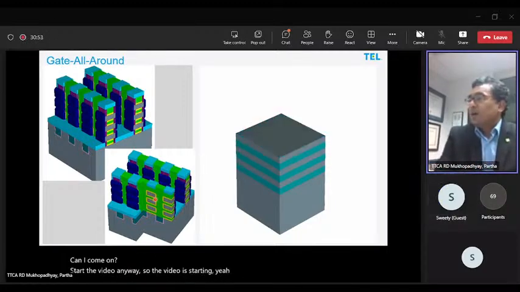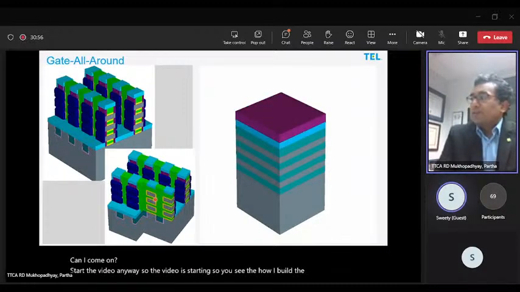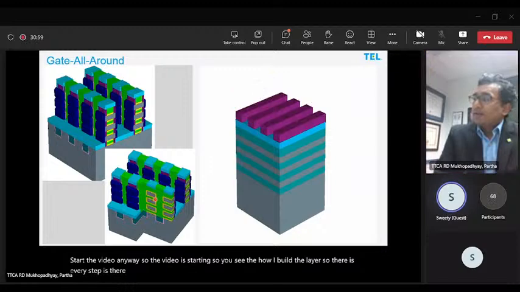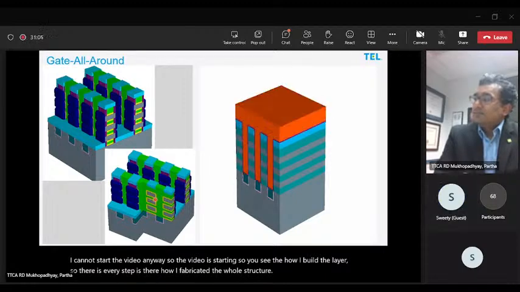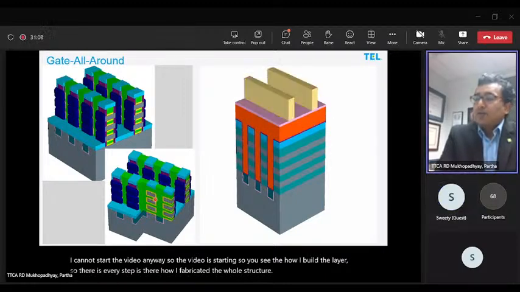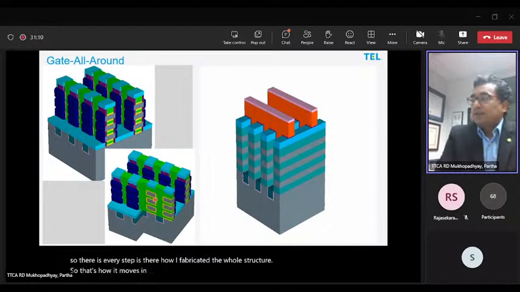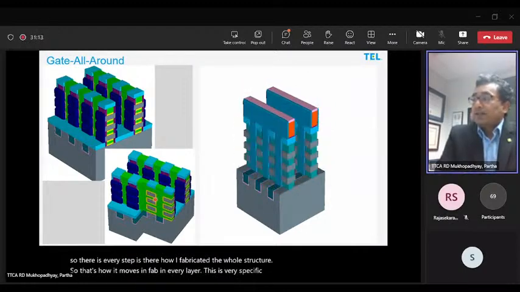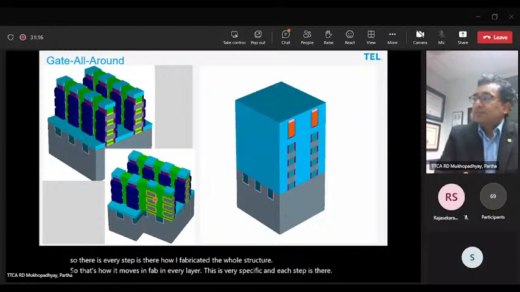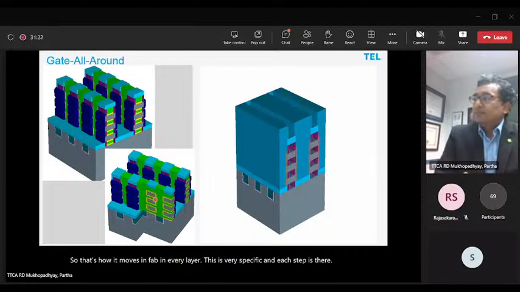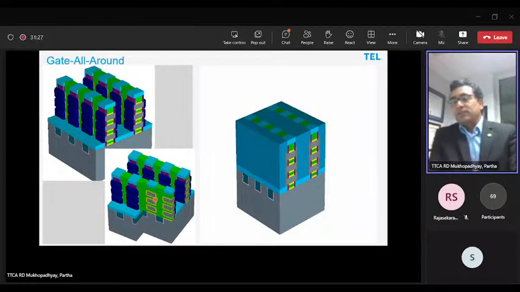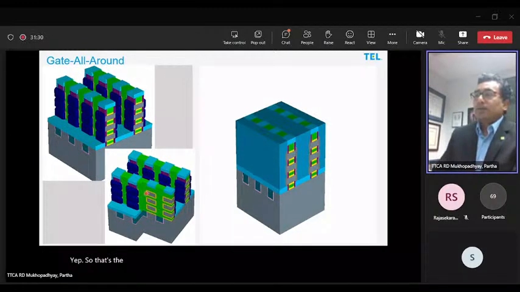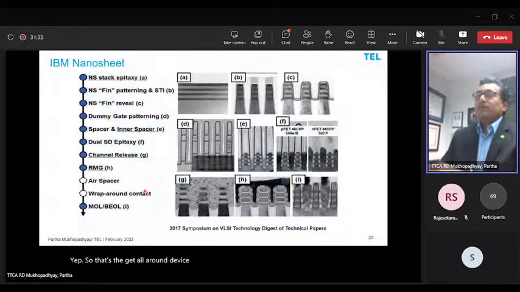So you see how I built the layers. Every step is there, how I fabricated the whole structure. That's how it moves in the fab, layer by layer. This is very specific, and each step is there. So that's the gate all around device, how you will build it. That's a very simple one.